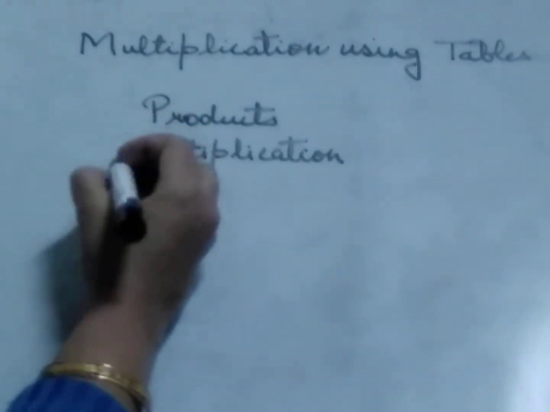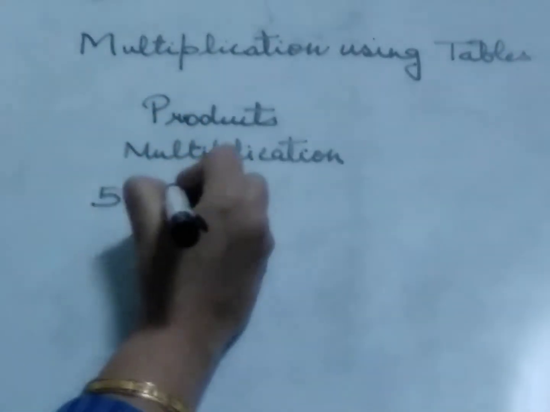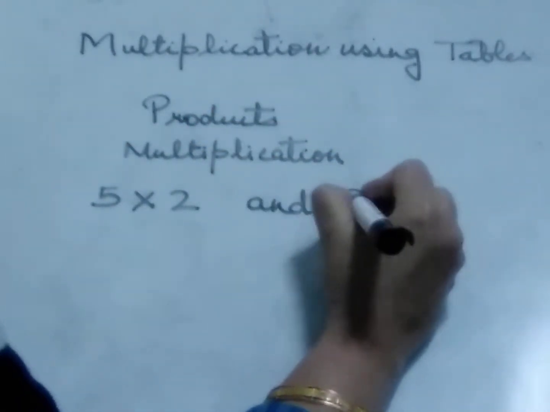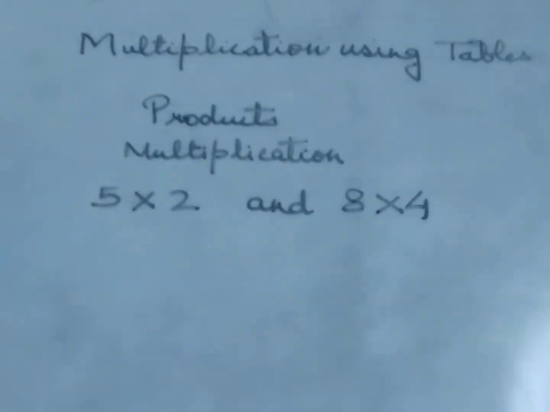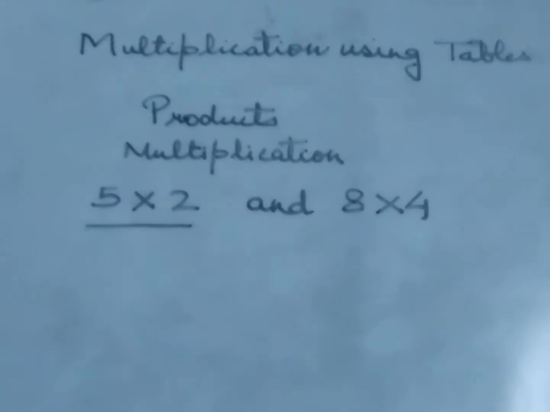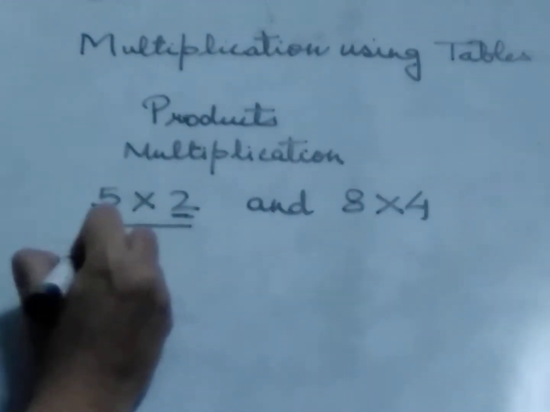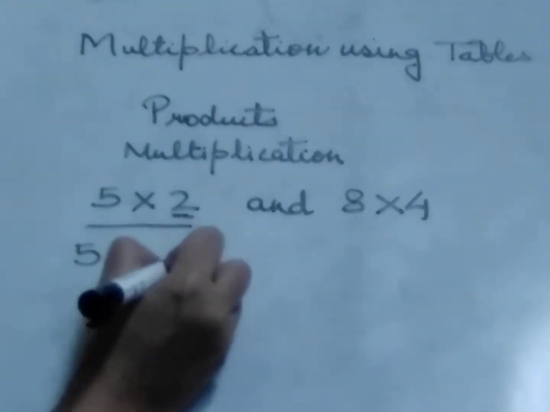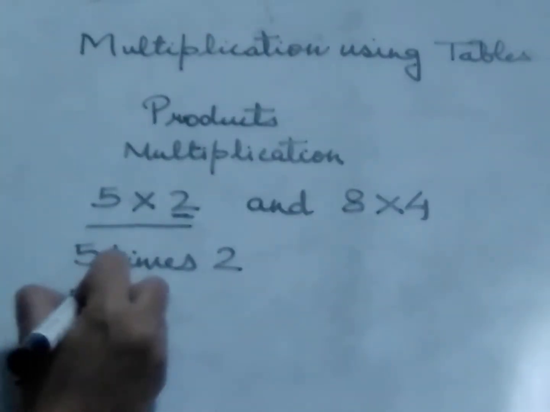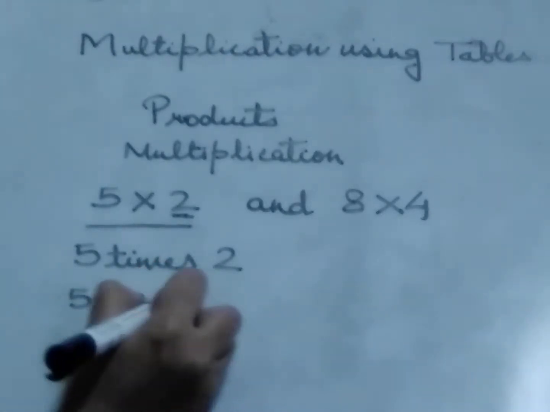Let us find the product of 5 multiplied by 2 and 8 multiplied by 4. Now to find 5 multiplied by 2, we say the table of 2 till we reach 5 times 2. Now we find that 5 multiplied by 2 is 10.